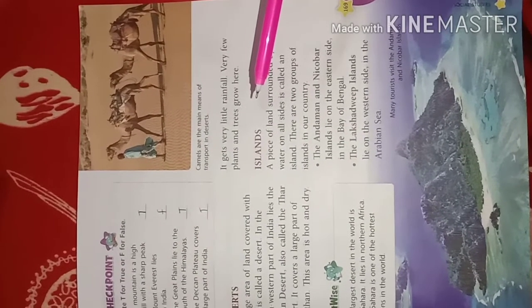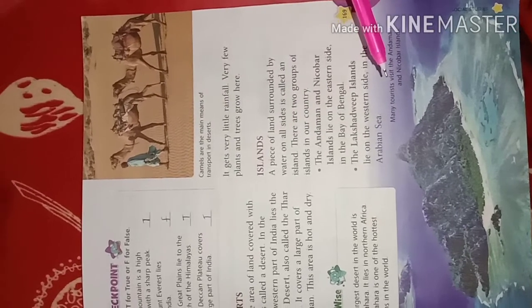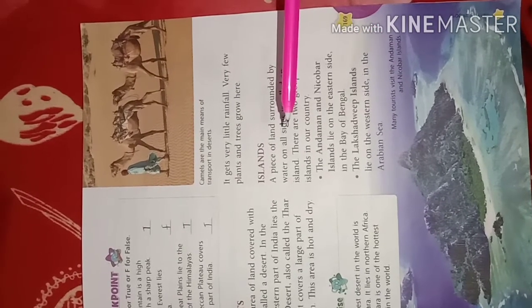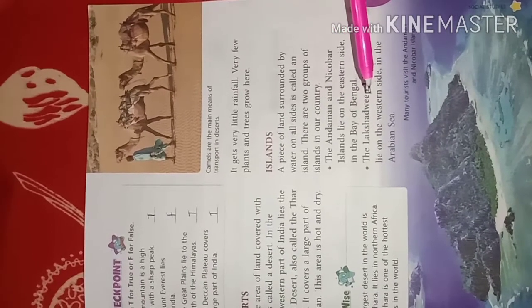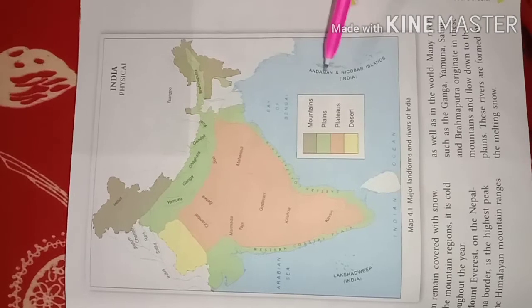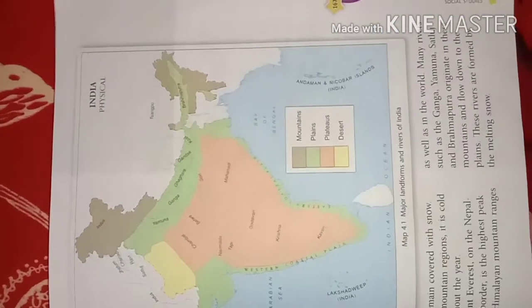And next, islands. A piece of land surrounded by water on all sides is called an island. That means three sides are covered with water, east, west and south. There are two groups of islands in our country. The first one is the Andaman and Nicobar Islands on the east side in the Bay of Bengal, and the Lakshadweep Islands on the west side in the Arabian Sea. So we can see this in the map. See children, here we have the Bay of Bengal, Andaman and Nicobar Islands, and the Arabian Sea, Lakshadweep. And this is about the islands.